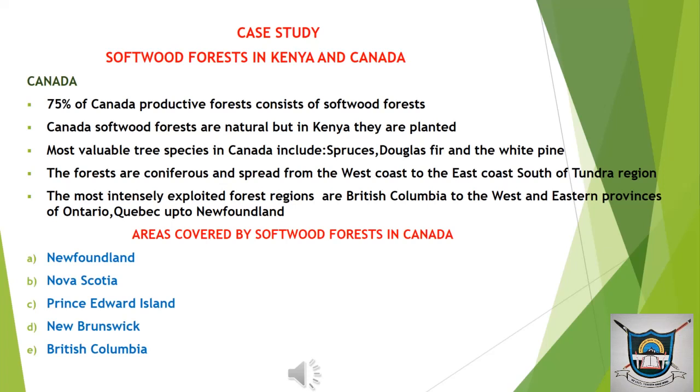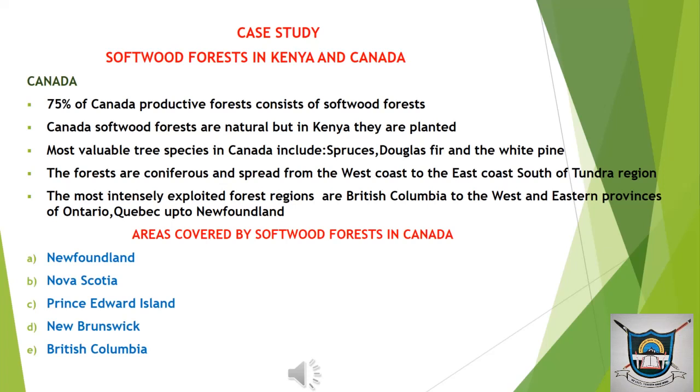Now, Canada is a country located in the northern hemisphere. It is one of the temperate lands. It is to the north of the USA, and 75% of Canada's productive forest consists of softwood forests. It's good to know that. Then Canada's softwood forests are natural, but in Kenya most of them are planted. Most valuable tree species in Canada include the spruces, the Douglas fir, and the white pine.